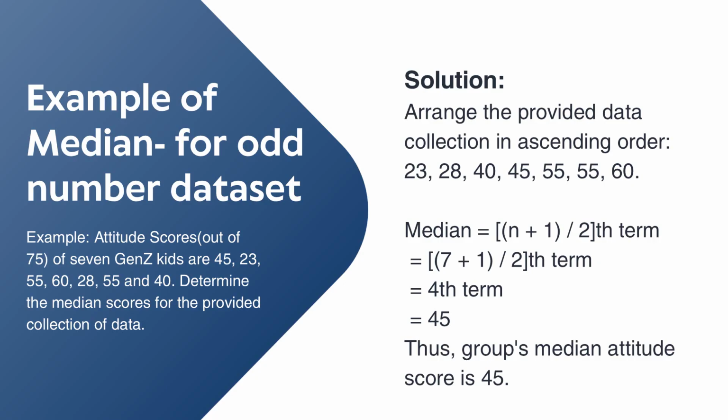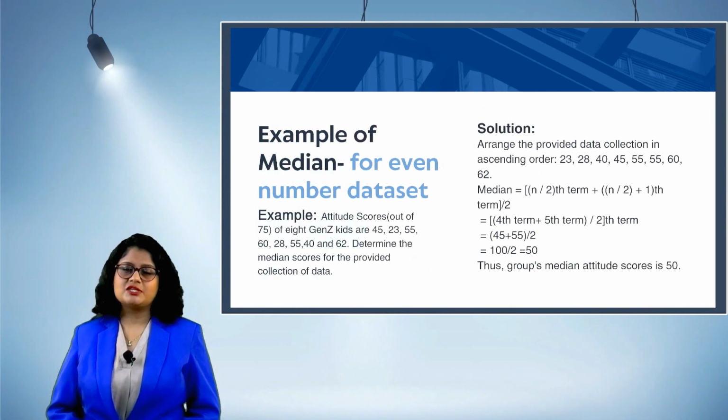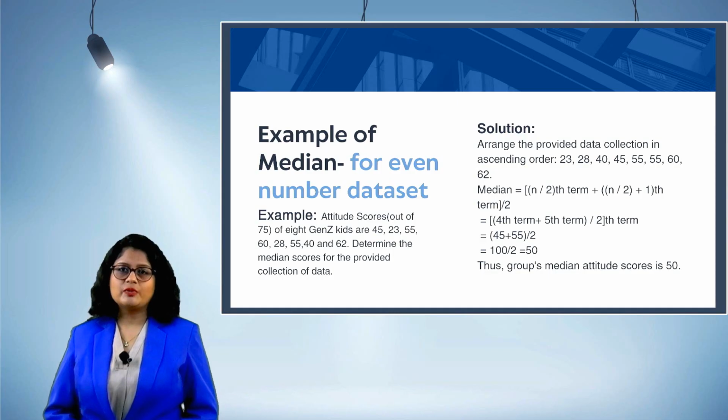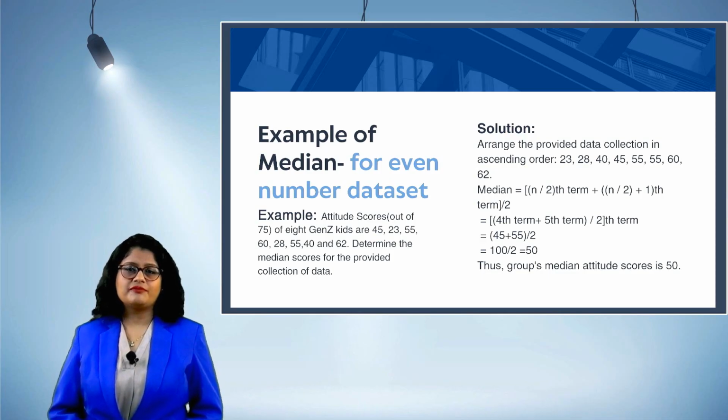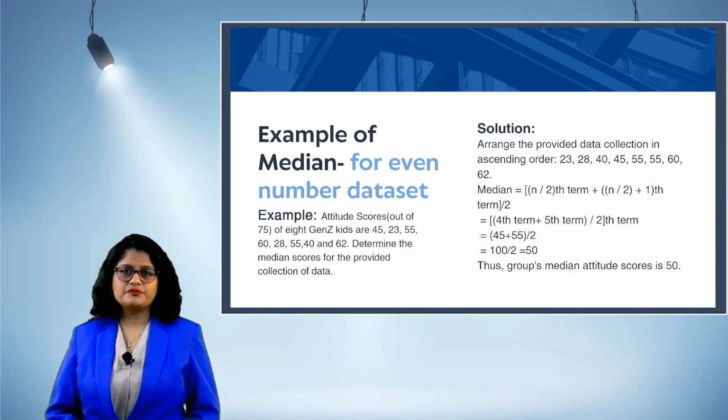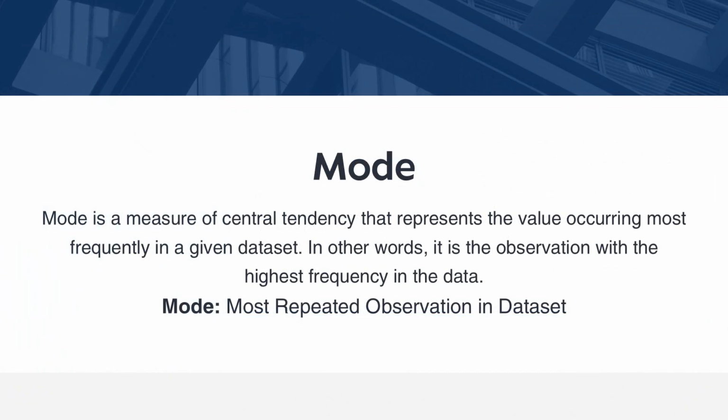For an even data set, say the same data, that is 45, 23, 55, 60, 28, 55, 40 and 62, arrange the data in its ascending order, that is 23, 28, 40, 45, 55, 55, 60 and 62. The two middle values are 45 and 55. The median is their average, which is equal to 50. The median is particularly useful when the data has extreme values, as it is not affected by outliers.